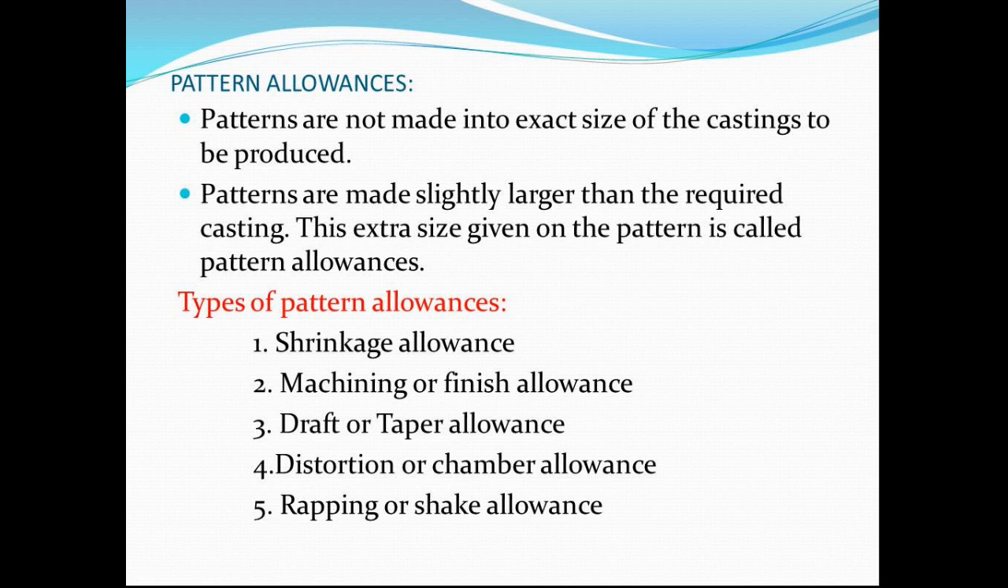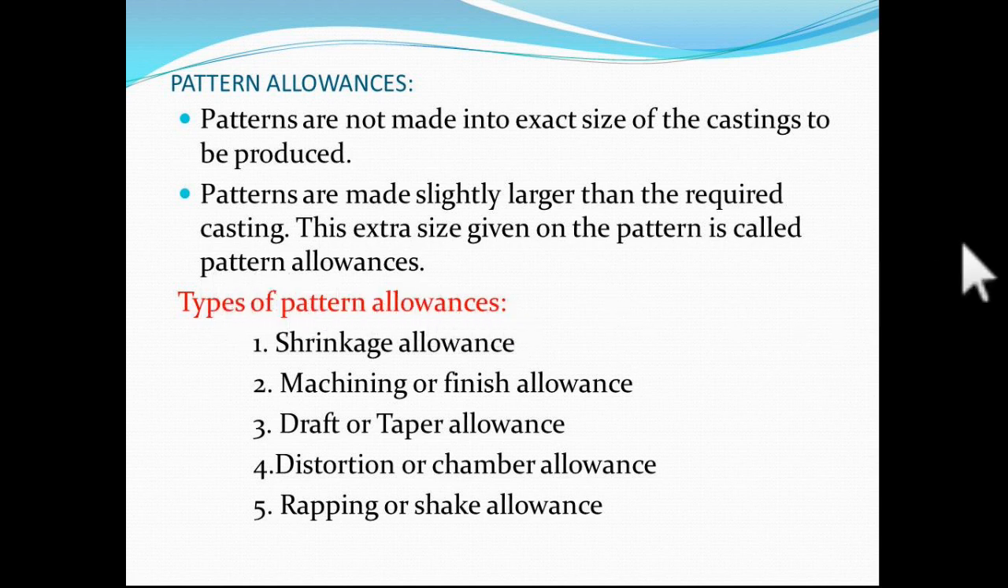So how is it possible? If the pattern is made in the exact size, the cavity will be created in the exact dimension of the product. After the material is poured and solidifies, the metal is going to shrink. Then the final output will have a dimension less than the original part. To avoid this, we should give some extra dimensions, which are called allowances. We make the pattern slightly larger than the required casting. Thus this extra size given on the pattern is called pattern allowances.